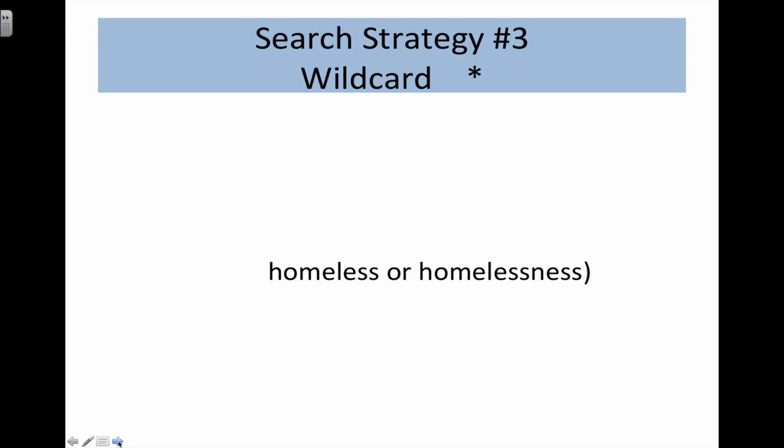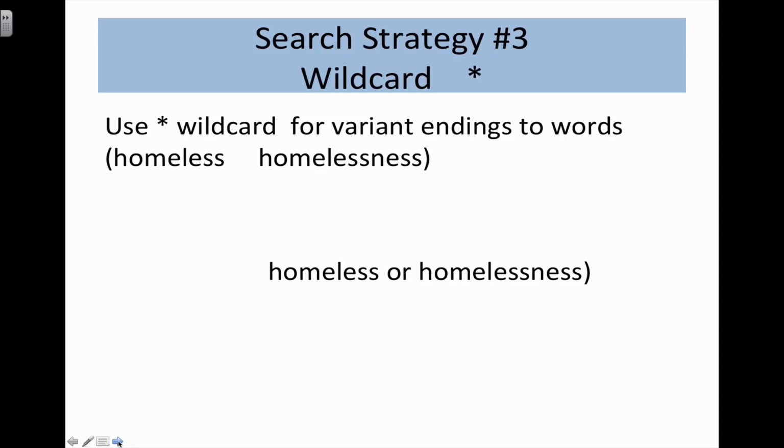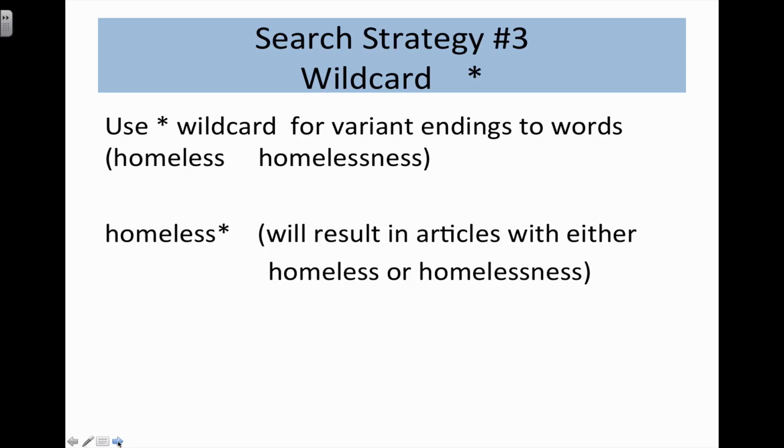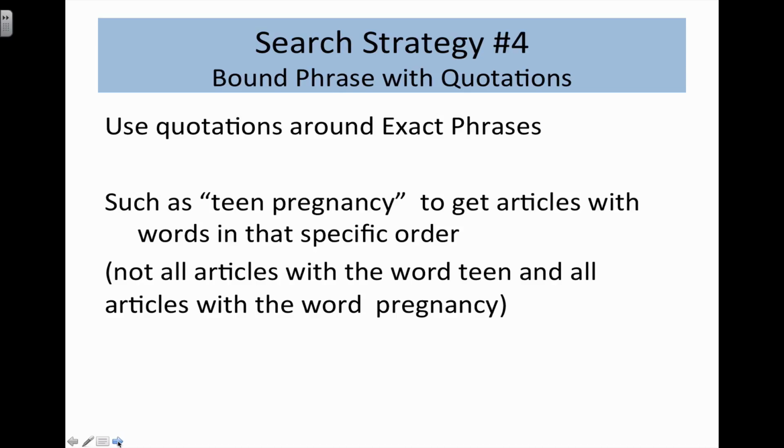A third strategy is to use the wildcard. That asterisk after the end of a stem of a word will give you all the endings for that word. So if you used an asterisk after homeless, you're going to get articles with either homeless or homelessness. Or if you used an asterisk after the word teen, you would get the variations of teens or teenagers or teen.